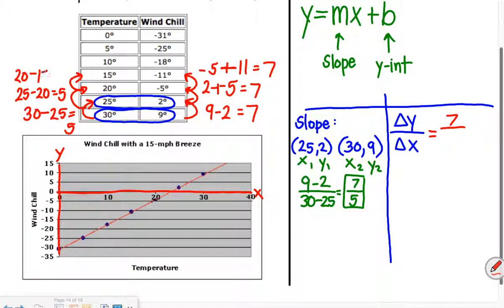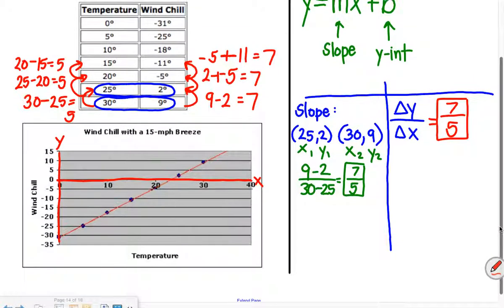20 minus 15 is 5. So you'll notice they're all 5 on that side. So we got the exact same slope no matter which way we did it. So you can either use the slope formula or change in y over change in x. Doesn't matter which one you choose.